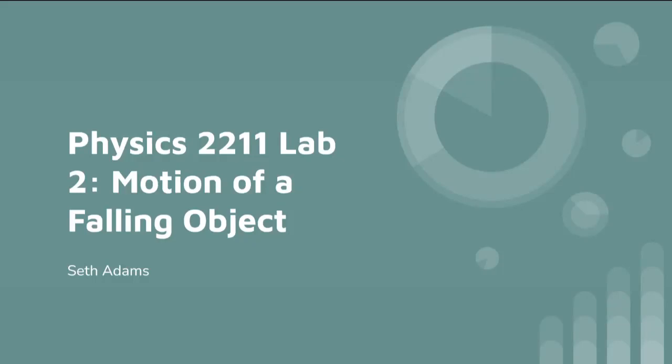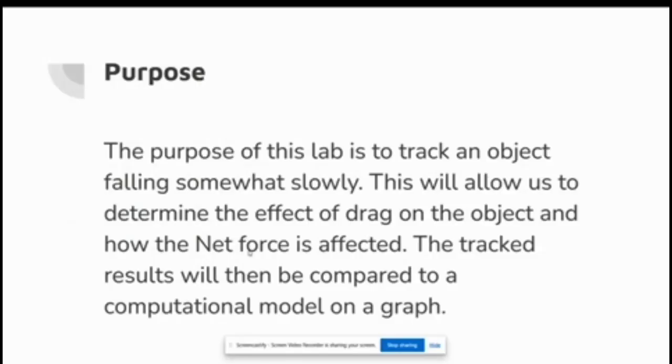This is Physics 2211 Lab 2, Motion of a Falling Object. The purpose of this lab is to track an object falling somewhat slowly. This will allow us to determine the effect of drag on the object and how the net force is affected. The tracker results will then be compared to a computational model on a graph.